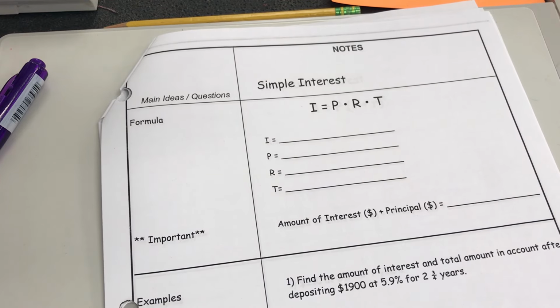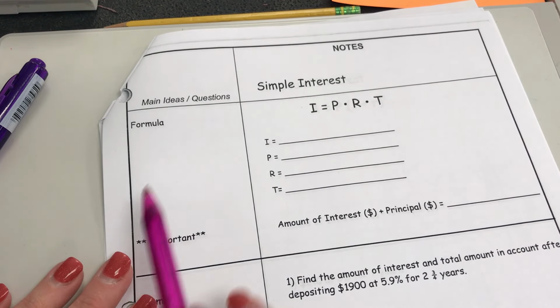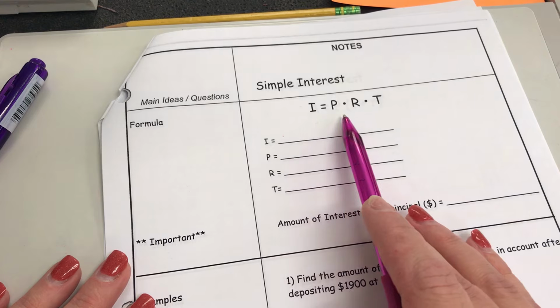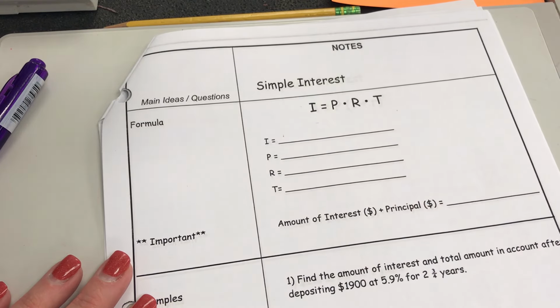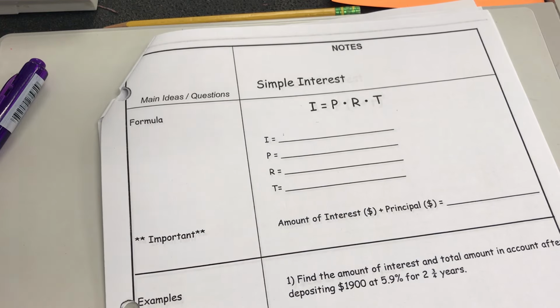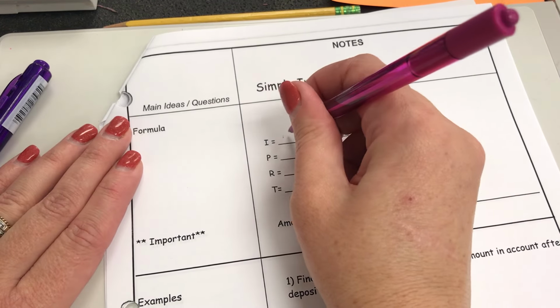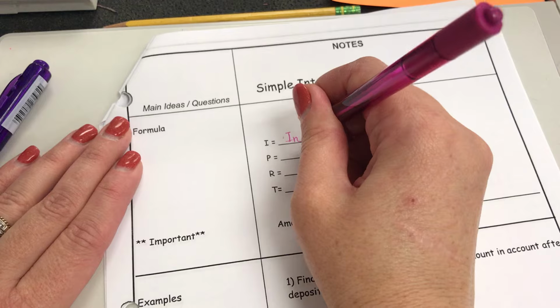Today's lesson is over simple interest. The formula for simple interest is I equals PRT. It's P times R times T. So the first thing we're going to do is define each variable. So what is I? I is interest.